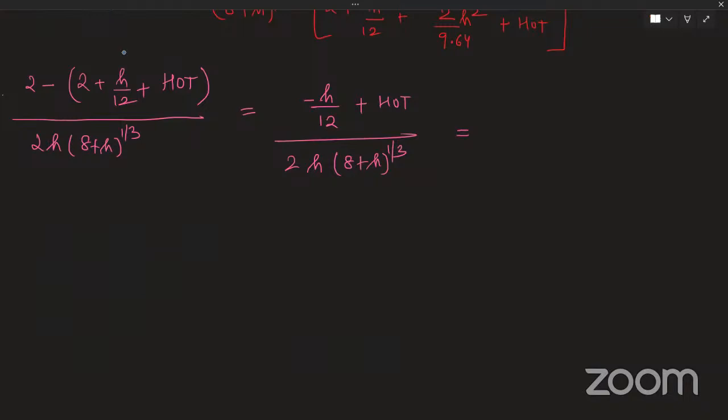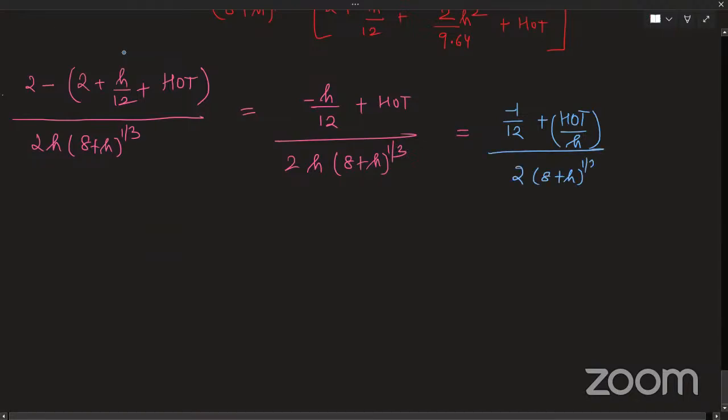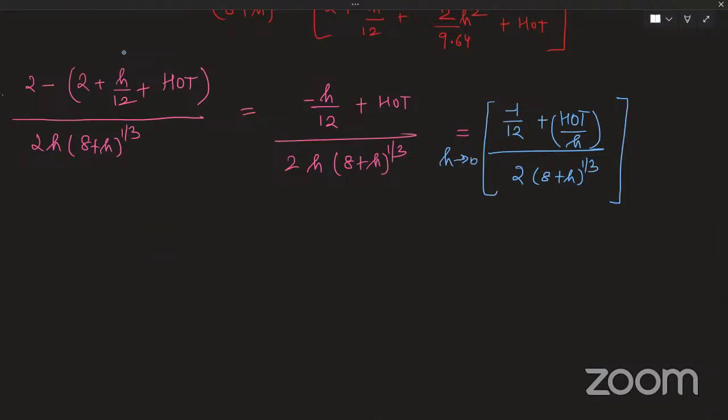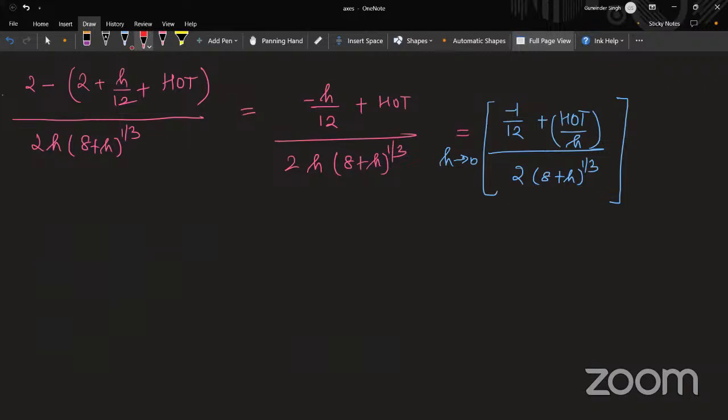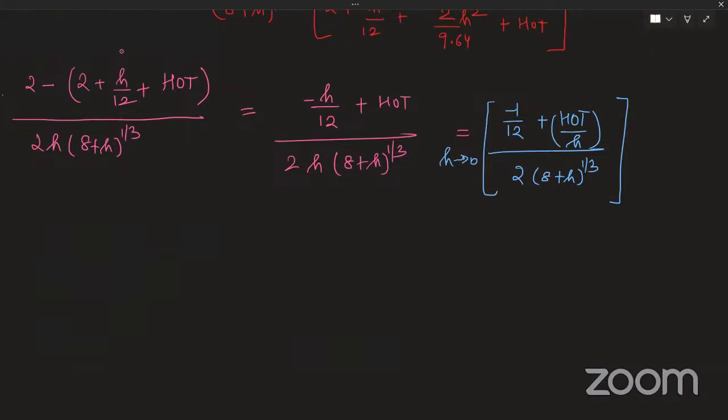See, I have an h in the denominator and this h will cancel out in the numerator. So I have minus 1 by 12 plus some higher order terms divided by h, divided by 2 into (8 plus h) to the power of 1 by 3. So now, if you substitute your value h as 0, what will happen? Is this an indeterminate form now? No, sir. It is not an indeterminate form.